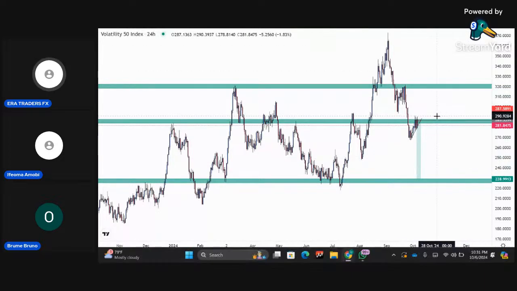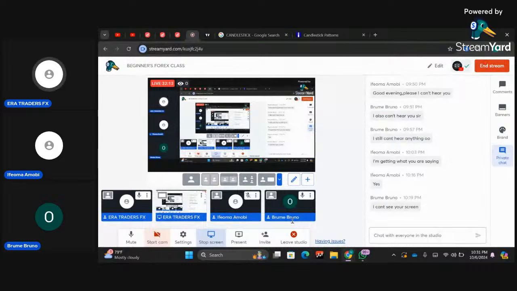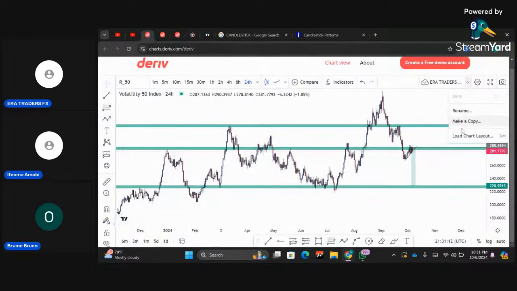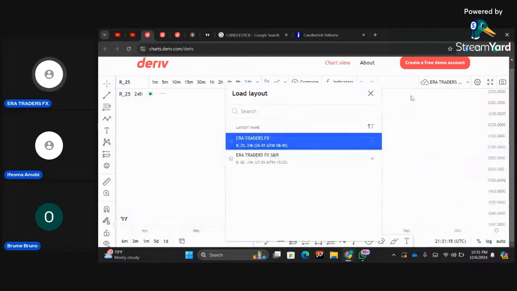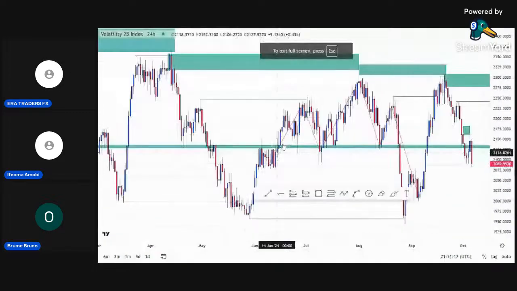I don't know if you get what I'm saying. If you're understanding, please say you are getting it so that I will continue. So let me go back to my normal chart. That's just for my support and resistance. So I'll remove this.